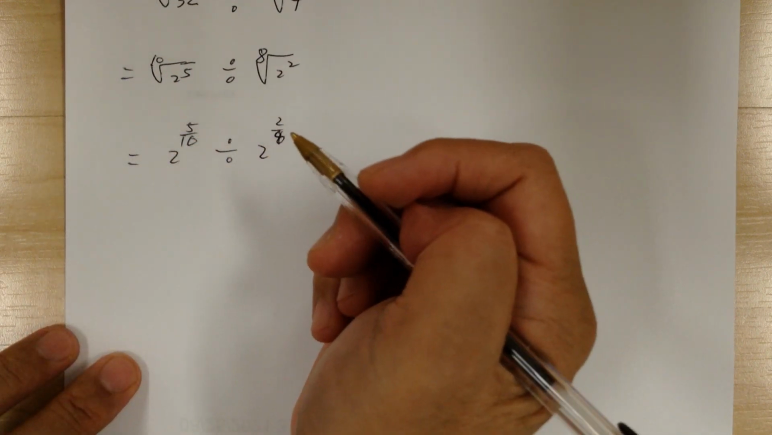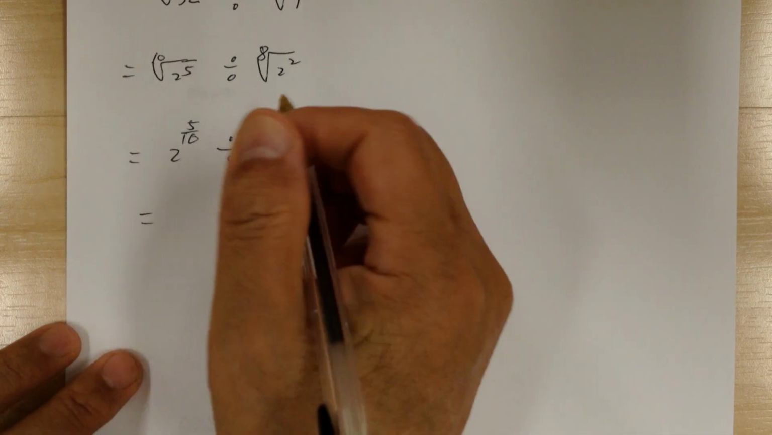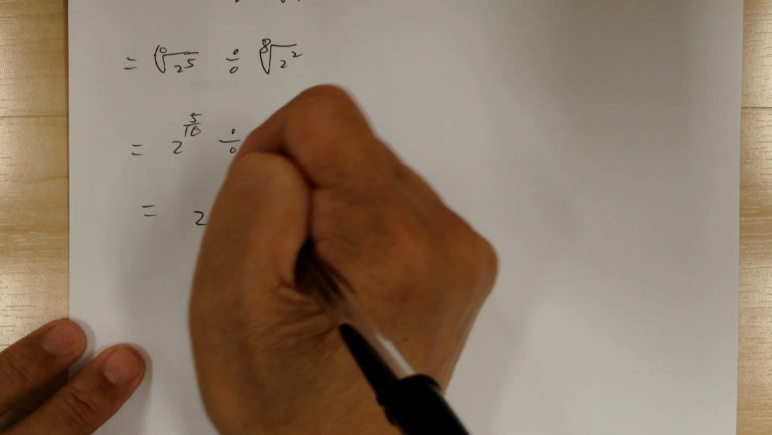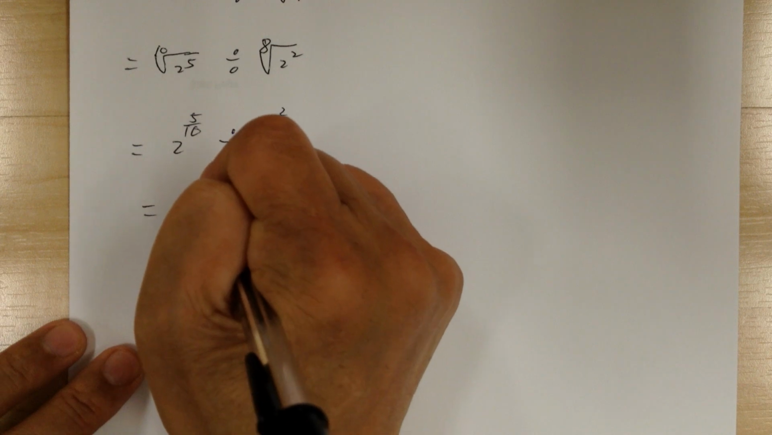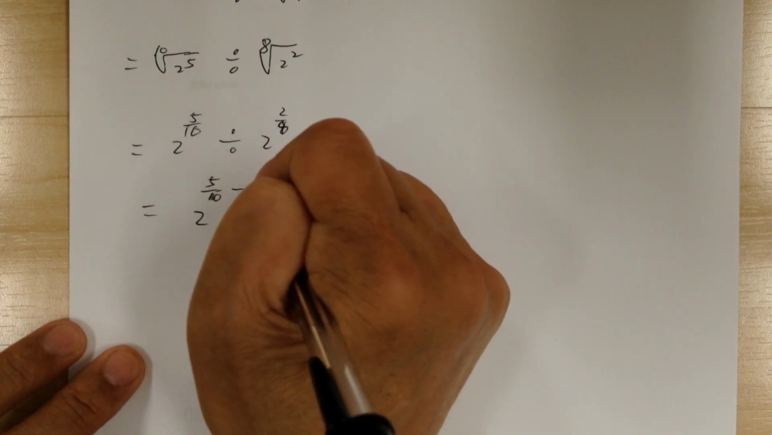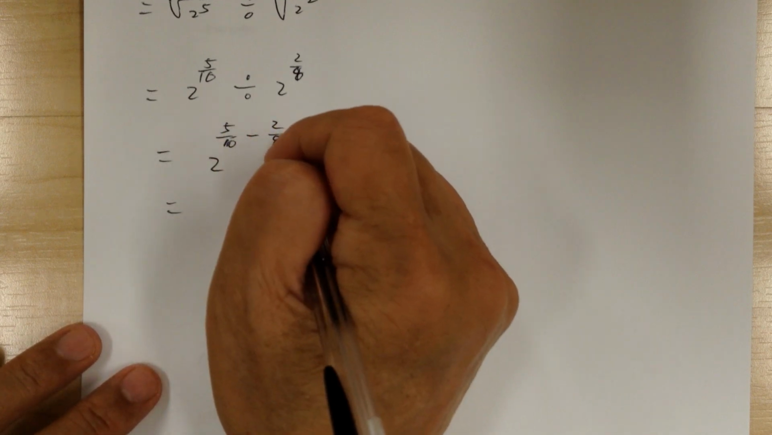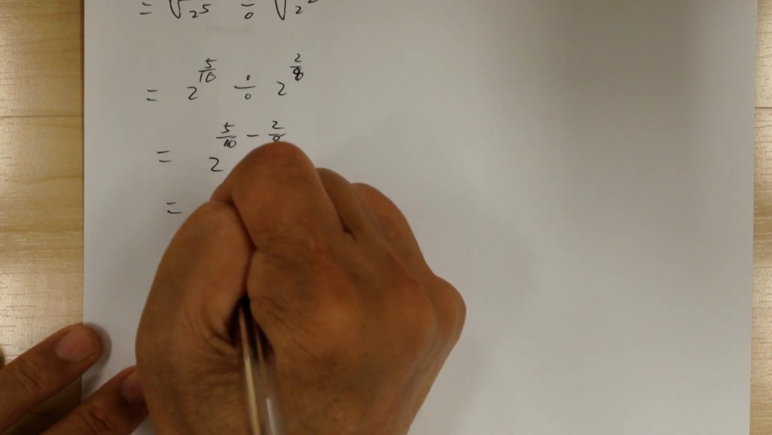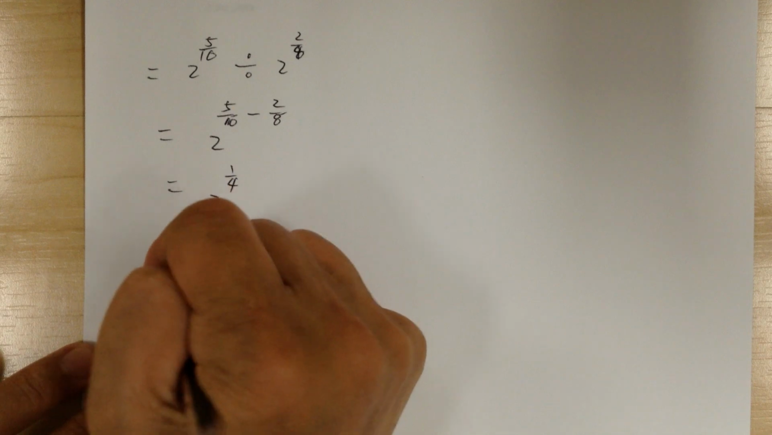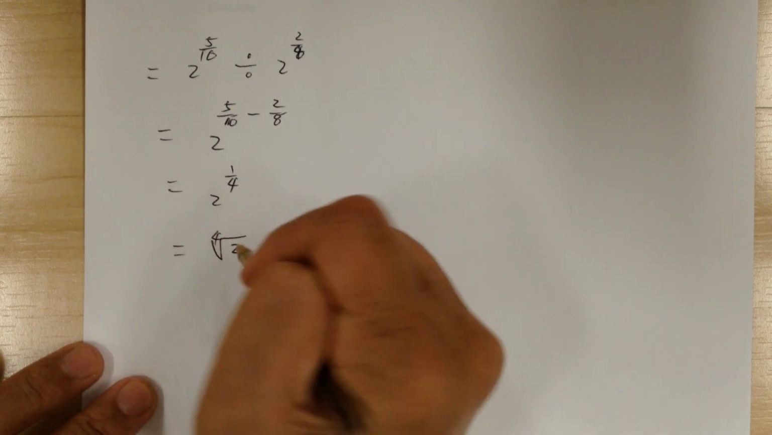And so when you simplify, this actually becomes 2. When you divide, you have to subtract, right? So 5/10 subtract 2/8. Again, you can use a calculator to do that. So this becomes 1/2 minus 1/4 to give you 1/4. Okay, and so this becomes 4th root of 2.